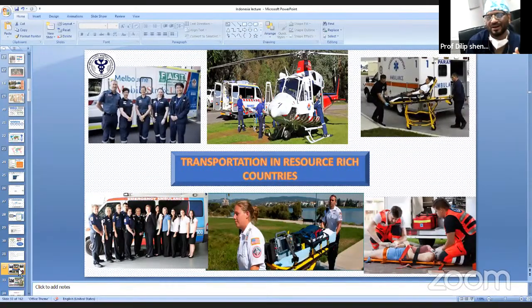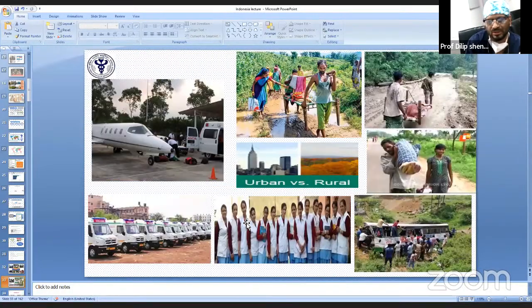Now let us see how transportation takes place in resource-rich countries. There is availability of everything: ambulances, aircraft, helicopters, plenty of manpower. They are all trained manpower, plenty of equipment, not so many resource constraints. There are two classes of people in our country. In the urban area you may get everything, like an ambulance, and you may get a chopper also to fly the patient.